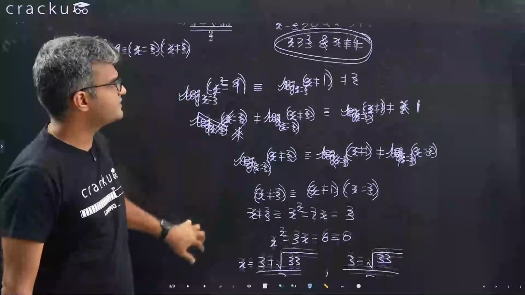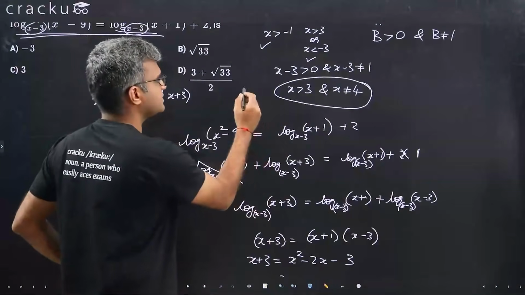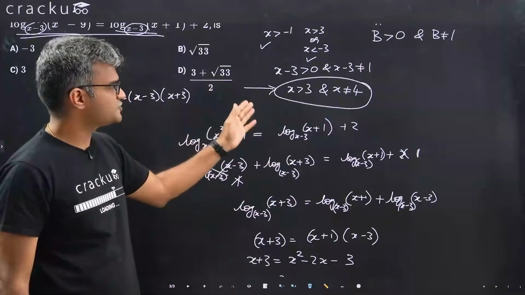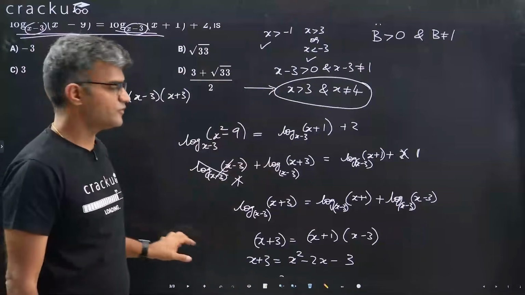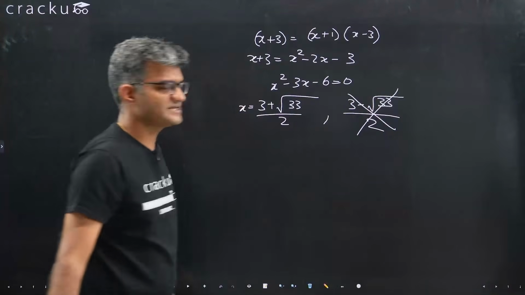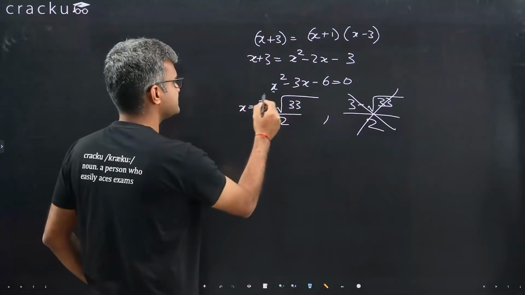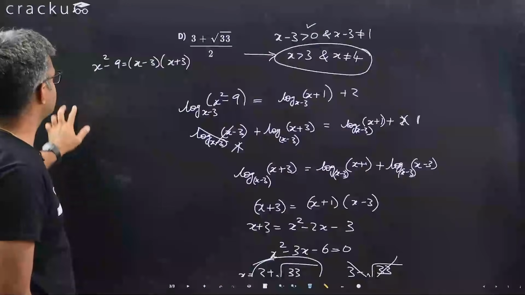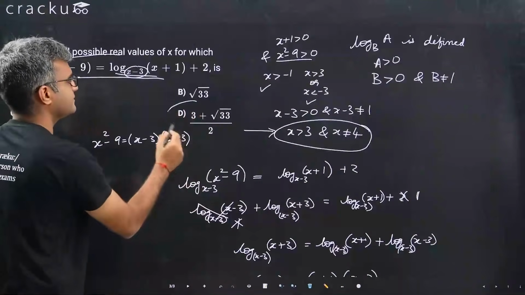But we know that we want the logarithm to be defined first before we solve the equation. So x has to be greater than 3 and x cannot be equal to 4. So this is a negative value, this will be rejected. The only value of x which is a valid solution is this. So the answer for this particular question will be option D.